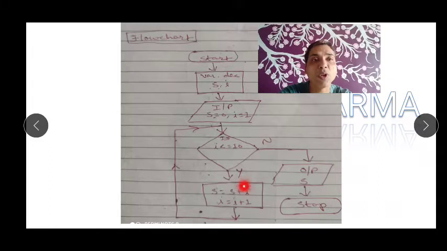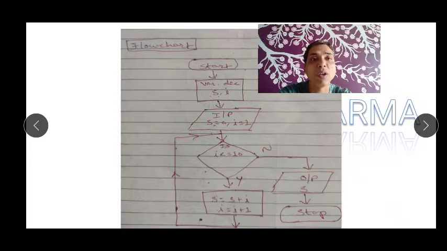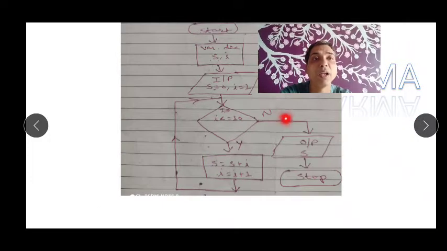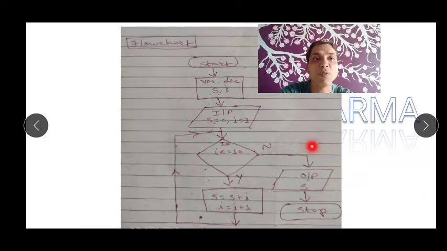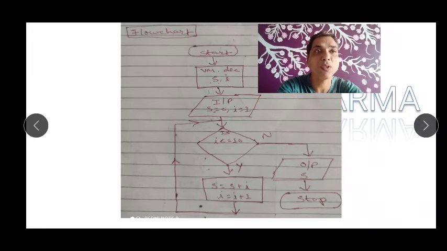So if it is true, you have to repeat this. That's why, can you see these lines? Okay, repetition lines are there. It will repeat again and again, and till the condition becomes false. Once it is false, then it will come here, and finally it will stop. So I hope you understood.